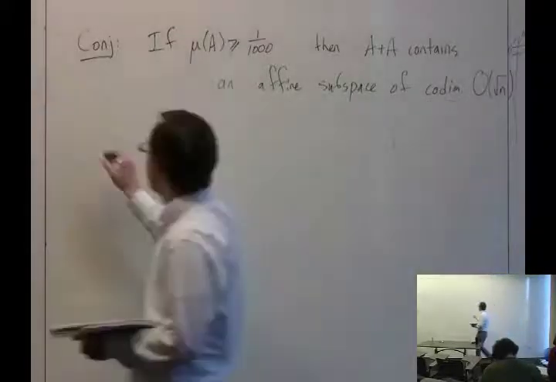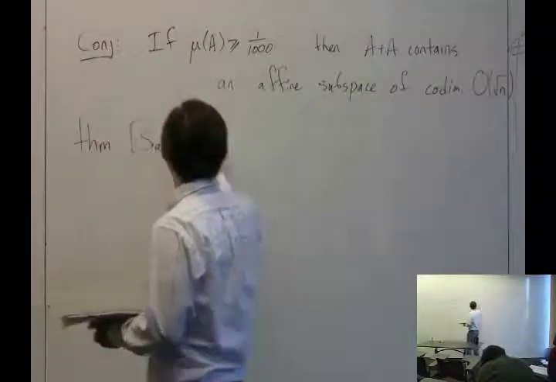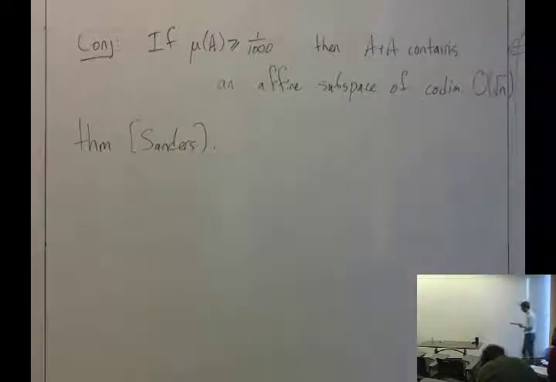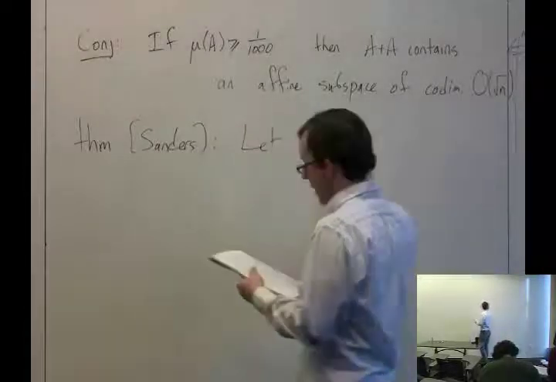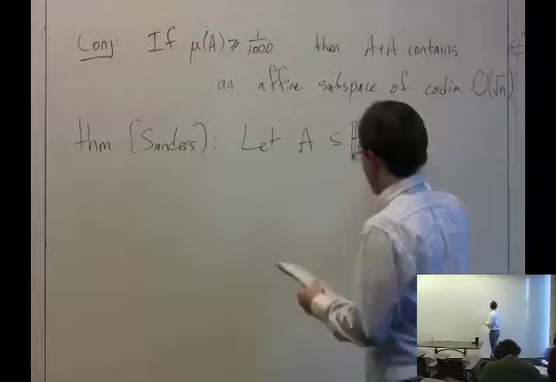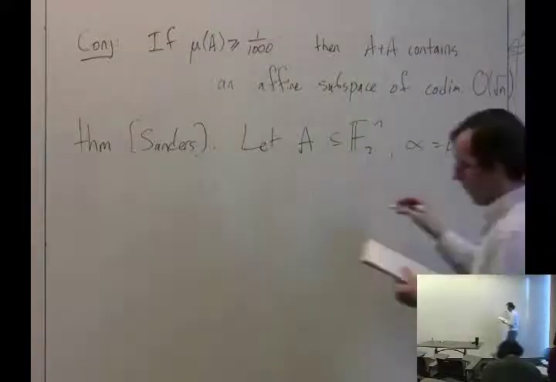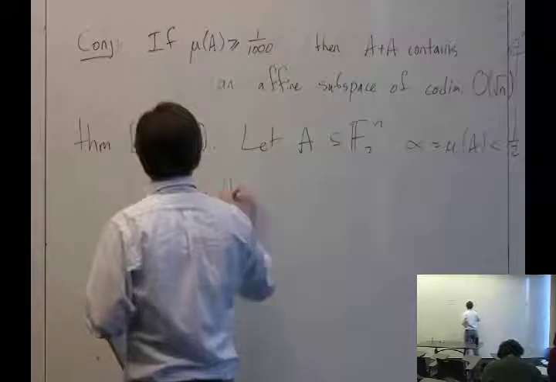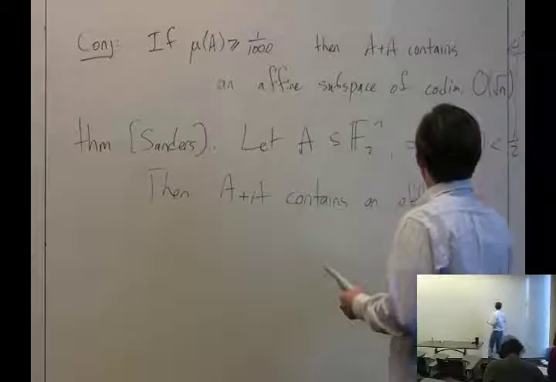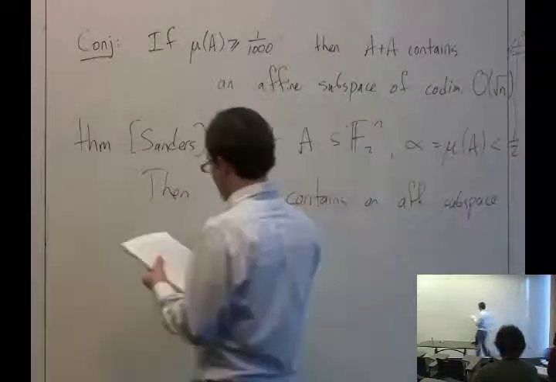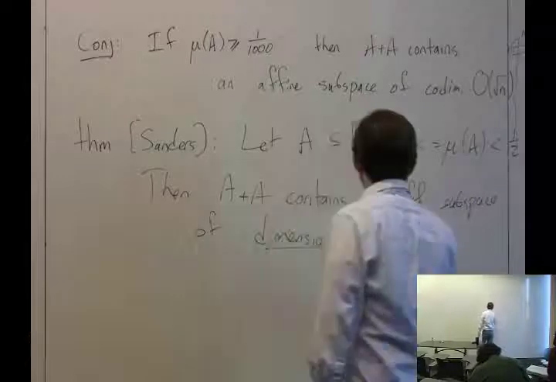And you may ask about what's the best thing known along these lines. The best thing is a theorem also due to Sanders that says the following. Let A be a subset of F2 to the n, and let alpha be the density of A. Then A plus A contains an affine subspace of dimension omega alpha of n.